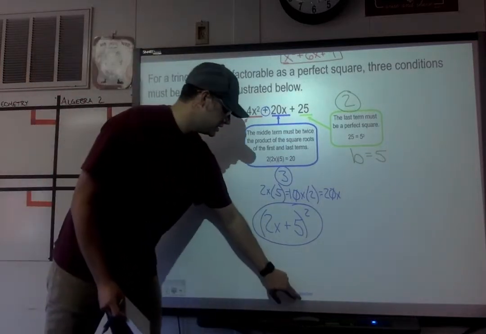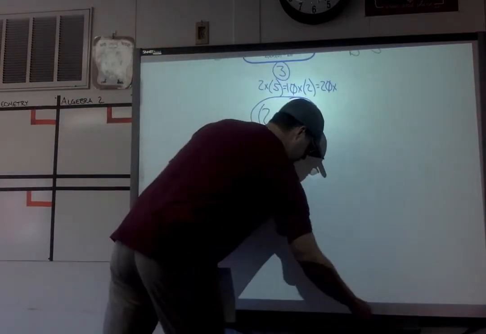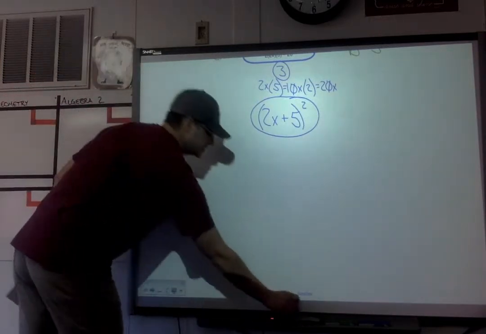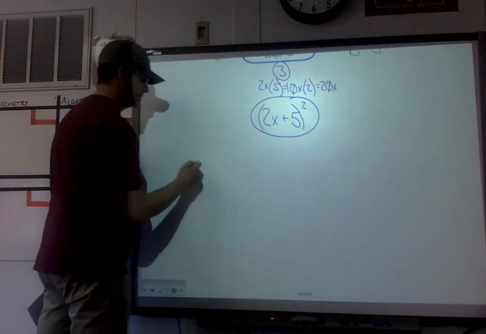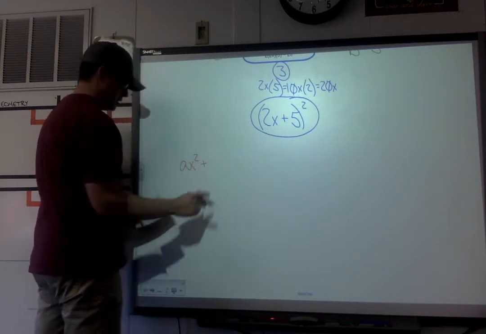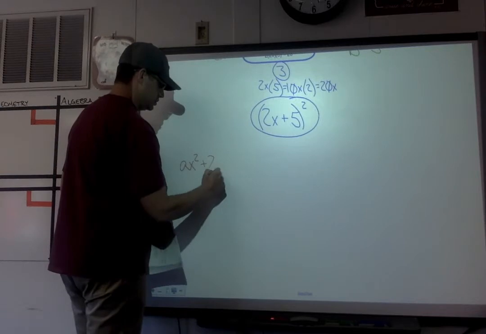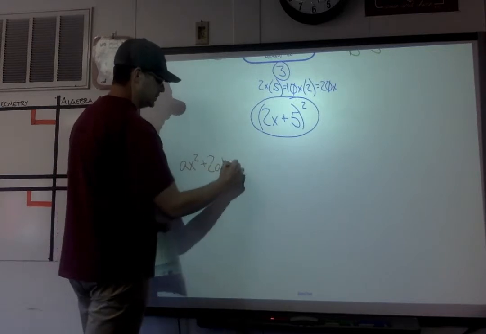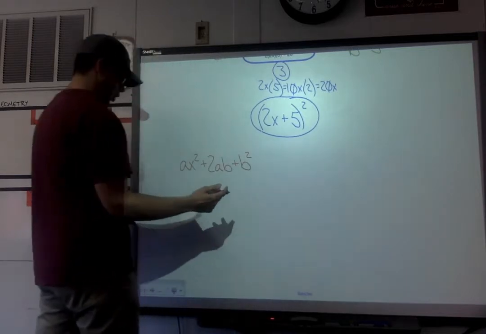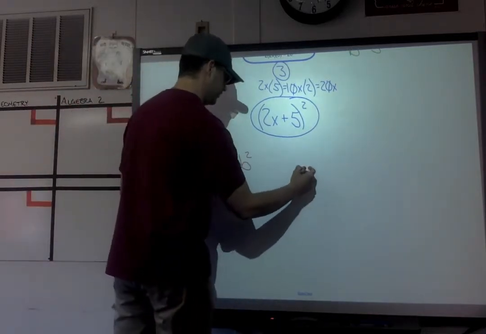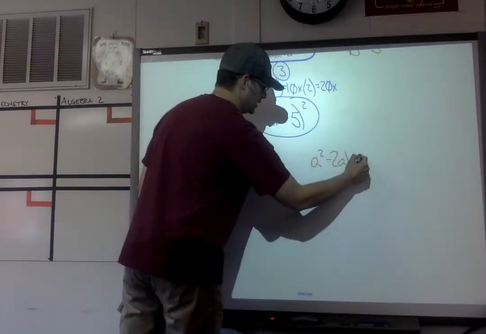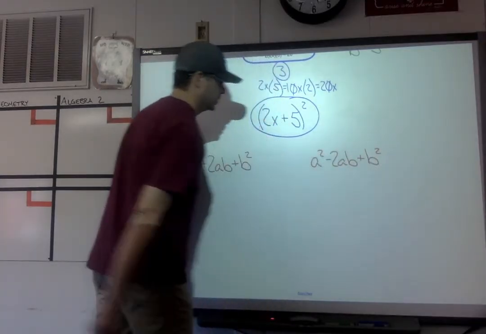Now the patterns that you can follow here, the standard version of these perfect square trinomials, you're either going to have a squared plus 2 times a times b plus b squared, or you're going to have a squared minus 2ab plus b squared.